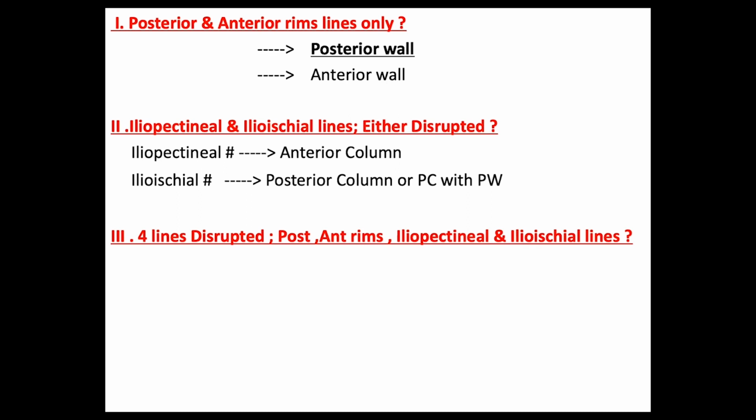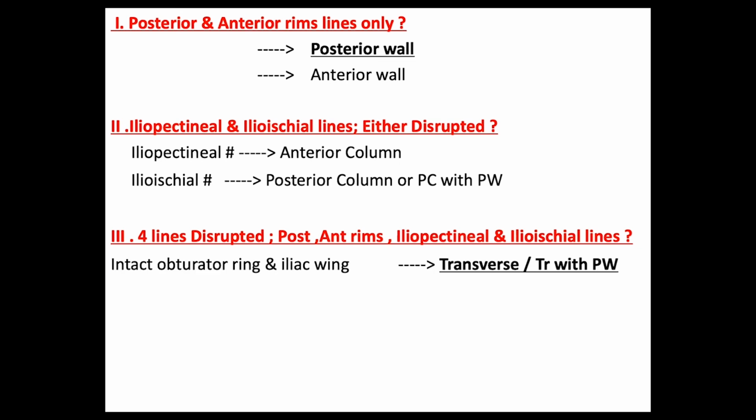or posterior column with posterior wall fracture in case there is an associated posterior rim fracture. Next to that, if the four lines are disrupted, including posterior as well as anterior rims, iliopectineal as well as ilioischial lines, and it's associated with intact obturator ring as well as iliac wing, this would represent transverse or transverse with posterior wall. Next, we need to evaluate if there is any extension of the fracture lines into the obturator ring, ischiopubic ramus, as well as iliac wing.